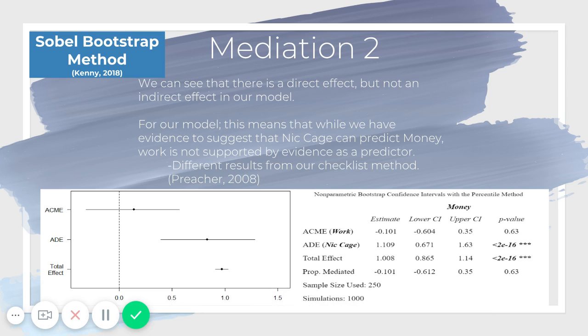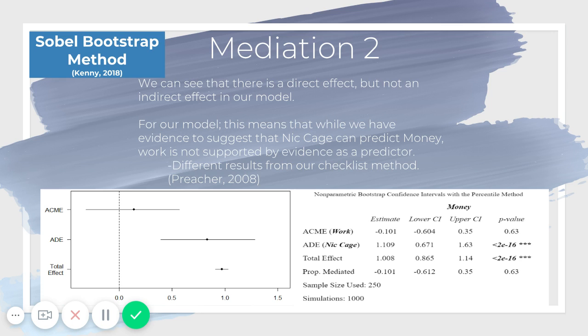While we do see that our direct effect, the ADE, or the relationship of Nick Cage directly to money, is still significant in this method. We do see the total effect, but that is mostly due to the Nick Cage effect. Again, looking at the bootstrapping method with 1,000 simulations, normally it's good to use the two different methods because they could produce two different results. In this instance, they do produce the same results, but as Preacher talks in his 2008 article, the results from the checklist method could be different, and it is good to keep an eye on both.